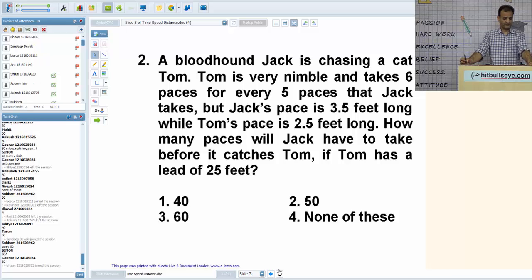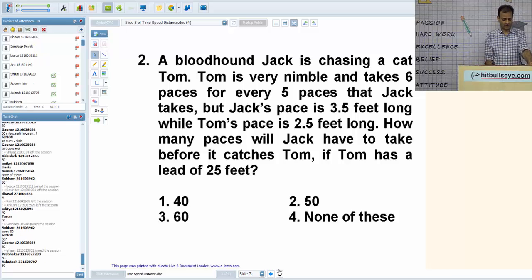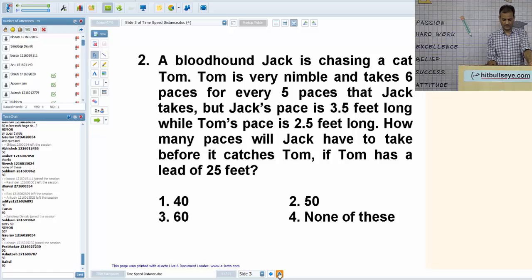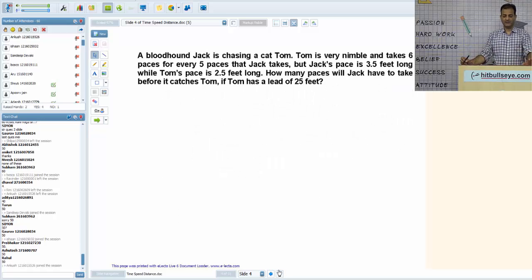Now should I solve, friends? Those who are not able to solve? Okay, 50-50. Now see, Jack is chasing a cat. Tom is very nimble and takes 6 paces for every 5 paces that Jack takes.